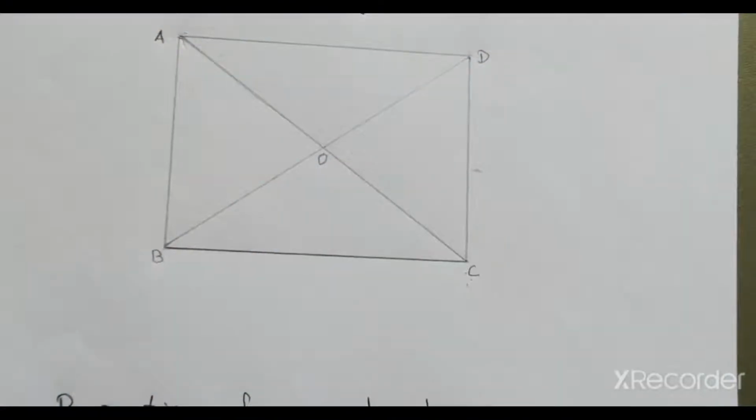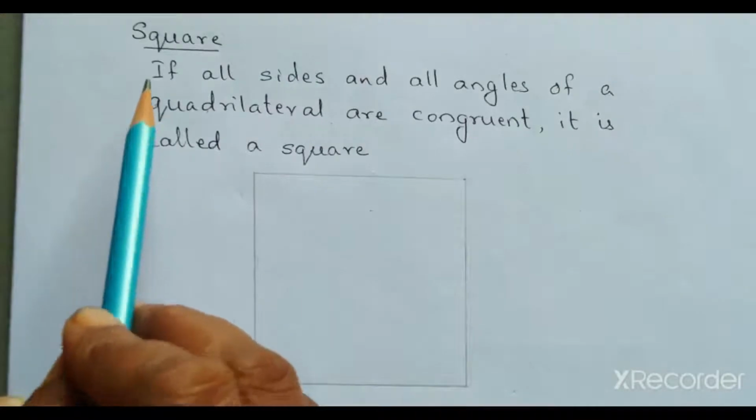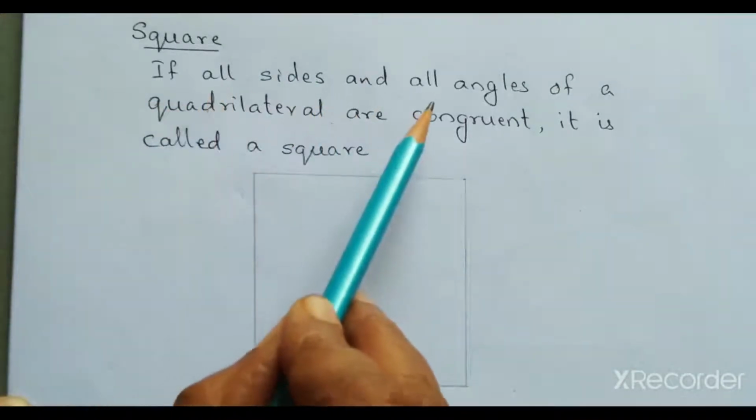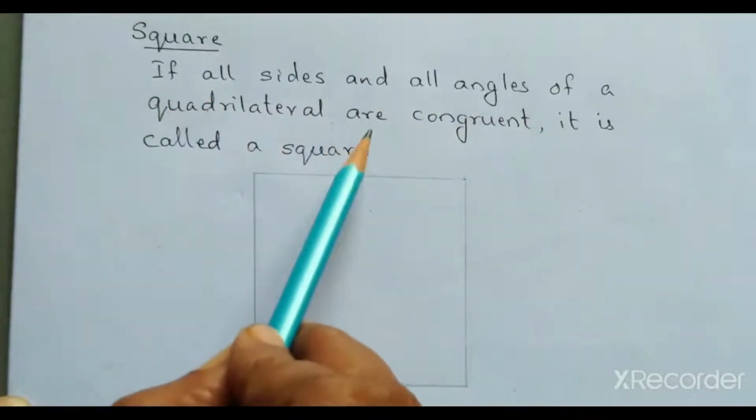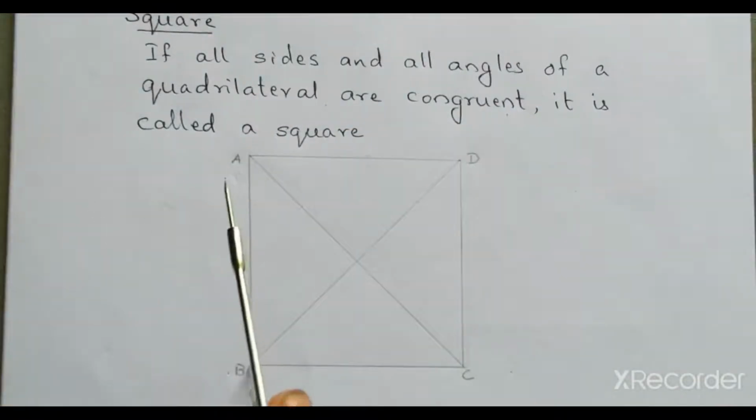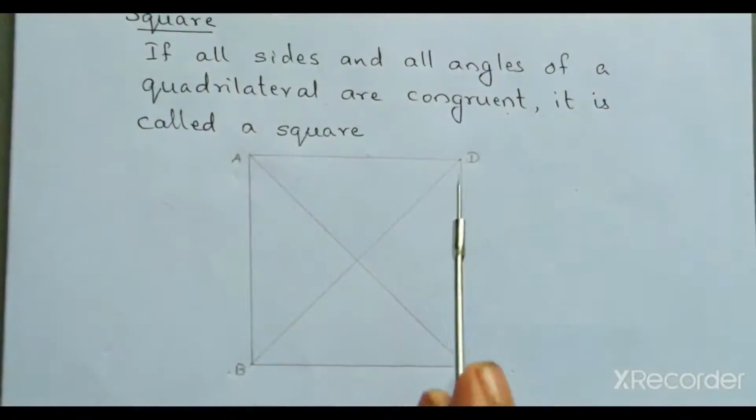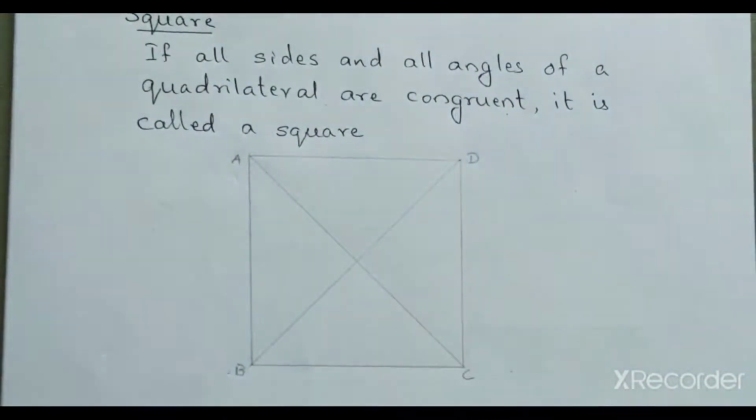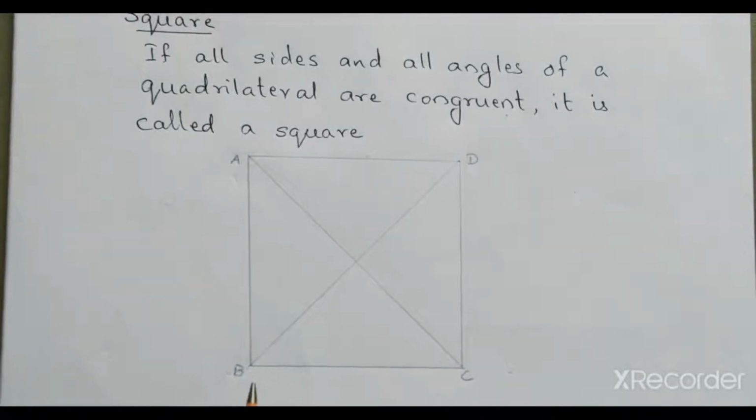Now to draw a rectangle, we need to know only the adjacent sides of a rectangle. Now let's see what is a square. If all sides and all angles of a quadrilateral are congruent, it is called a square. So in a square, we can see that all the four sides are of the same length, and also all the four angles will be 90 degree each.